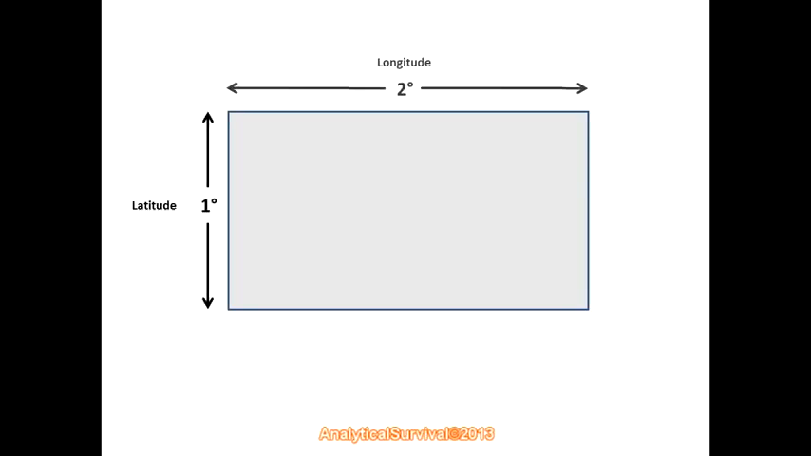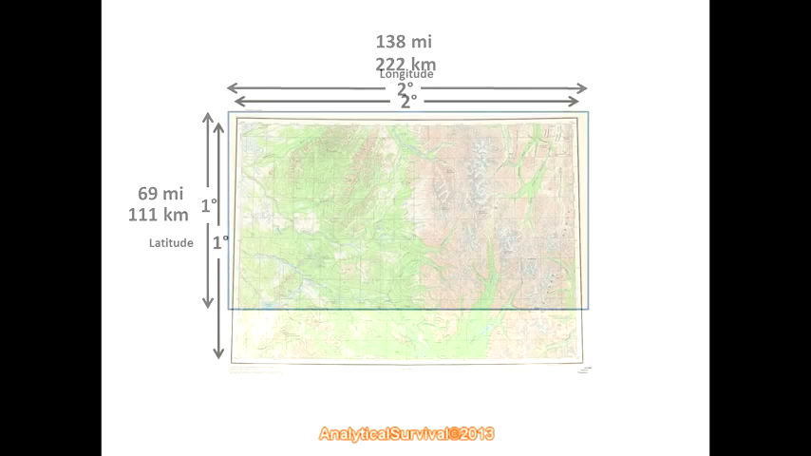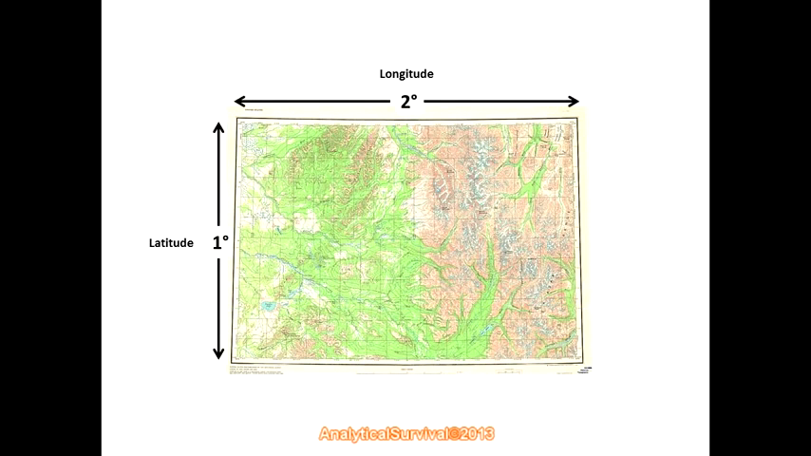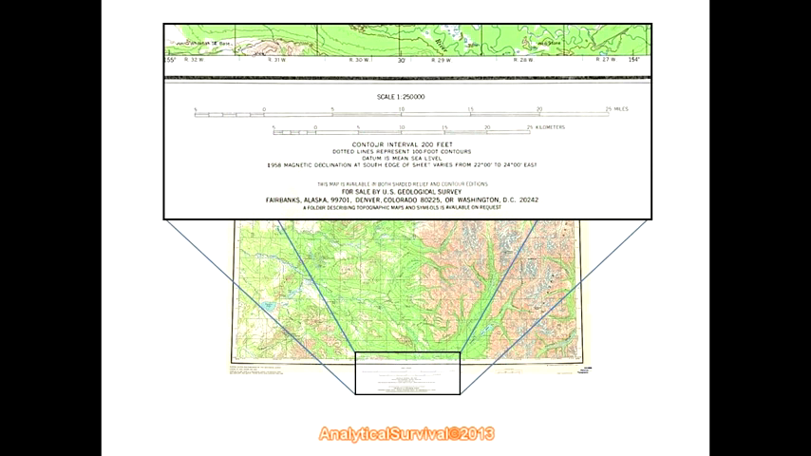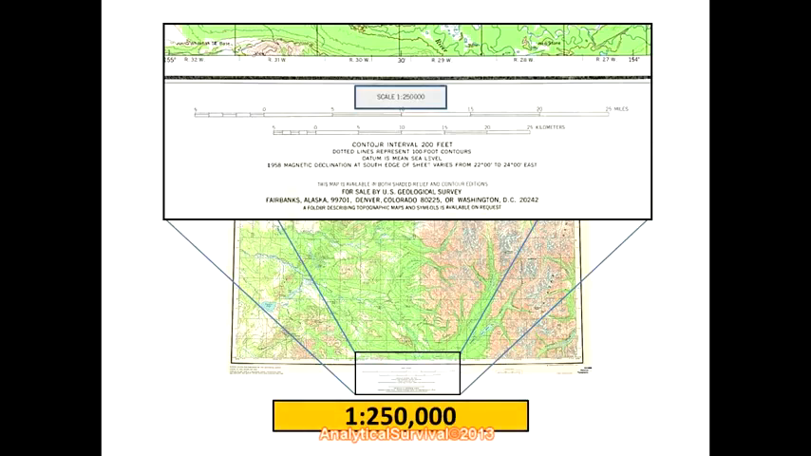Okay, here's a chunk of land that is 1 degree latitude by 2 degrees longitude. Now, what does that mean? Well, at its simplest, we know that 1 degree equals 69 miles or 111 kilometers. So 2 degrees over here would be 138 miles or 222 kilometers. And here is our 1 degree latitude by 2 degrees longitude map. Now note the scale or representative fraction at the bottom center. It's 1 to 250,000. That means we're covering a lot of area, but we're also doing so by sacrificing a lot of detail in exchange.